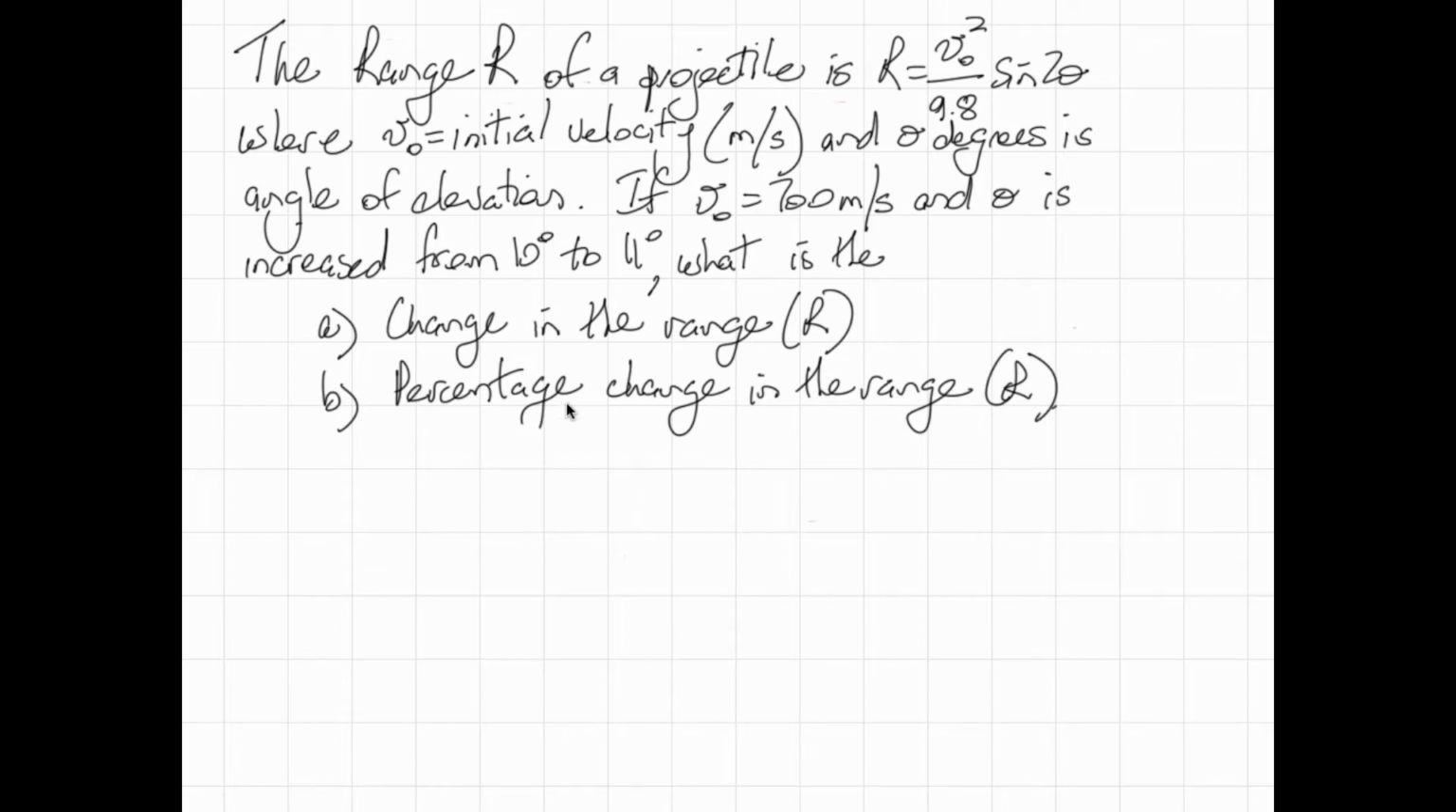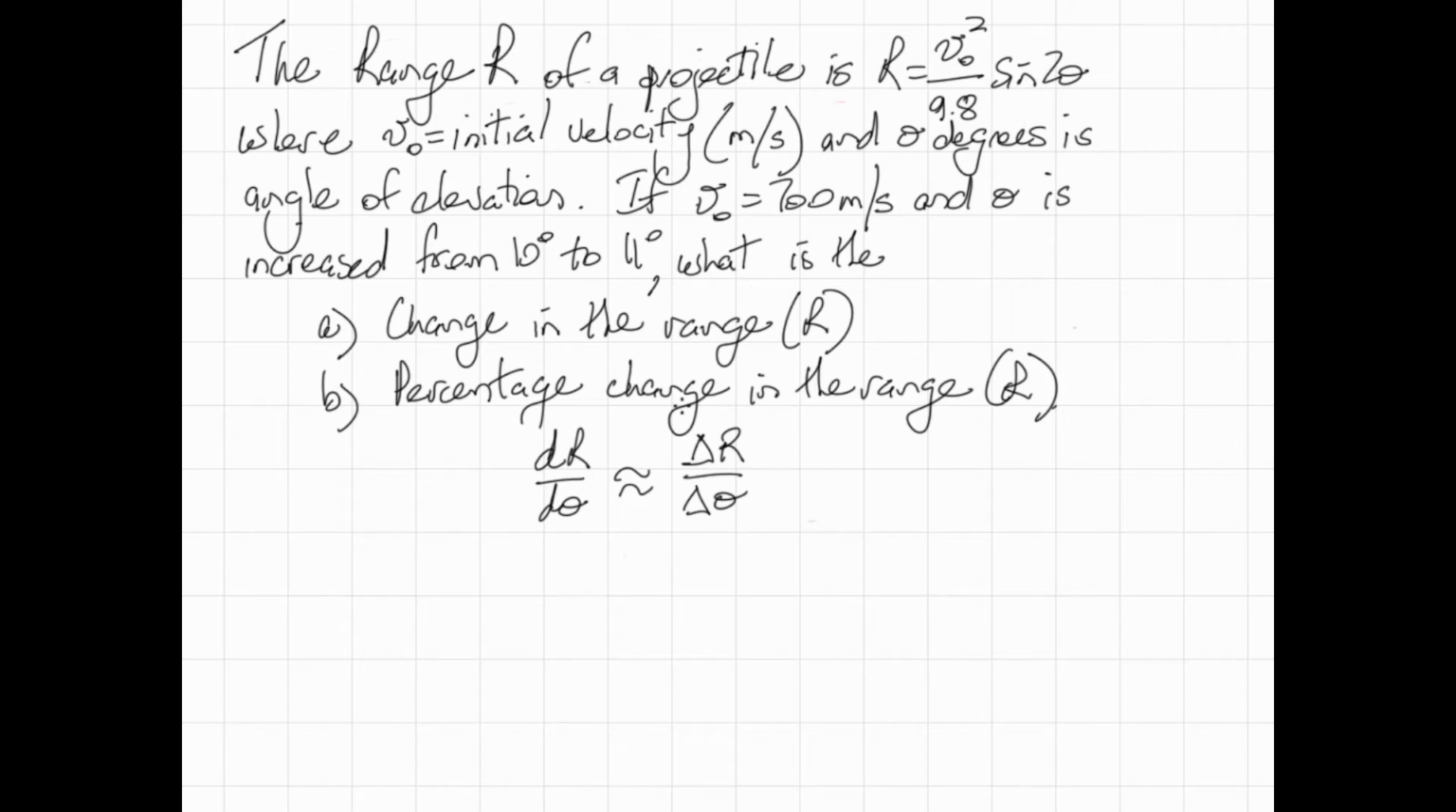Now we haven't got y's and x's here, but the small change rule says that dr d theta is approximately equal to the small change in the range divided by the small change in theta. Now, we want to find delta r here. We've got delta theta. It is increased from 10 to 11, and we can find the derivative with respect to theta. One thing when we're doing derivatives is that when we find the derivatives of trigonometric functions, they should always be in radians.